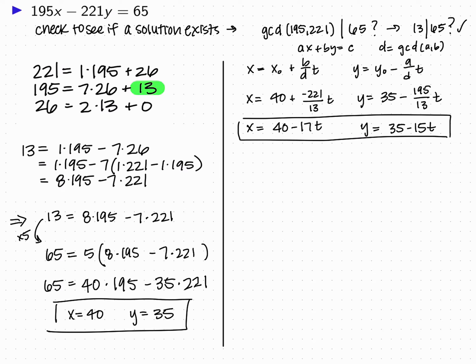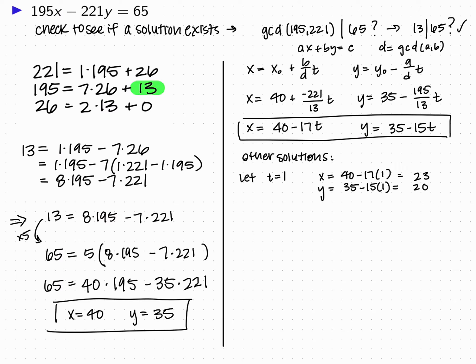Notice if you let t equal 0, it just goes back to your original x equals 40 and y equals 35. But we can find other solutions by letting t be anything we want. So other solutions. Again, we can let t be anything we want. I'm going to let t equal 1 because that's easy to plug in. If t equals 1, then x is 40 minus 17 times 1, which is 23. And y equals 35 minus 15 times 1, which is 20. So there's another solution that we've generated. You could quickly plug that back into the original to see if it's correct.